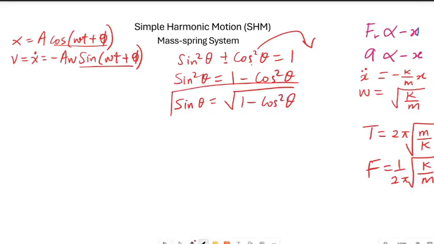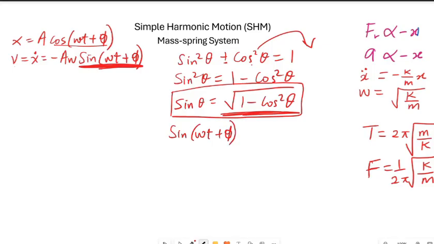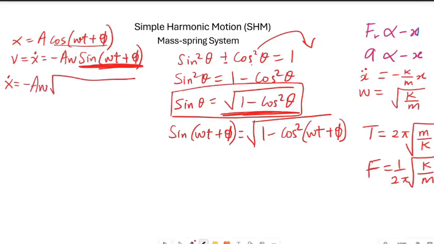Since we have this now, we can represent sin(omega t plus theta) in this format. Then we can say that sin(omega t plus phase angle) equals square root of 1 minus cos square (omega t plus this). Now we can represent inside our equation that our velocity equals negative a omega square root of 1 minus cos square (omega t plus phase angle).